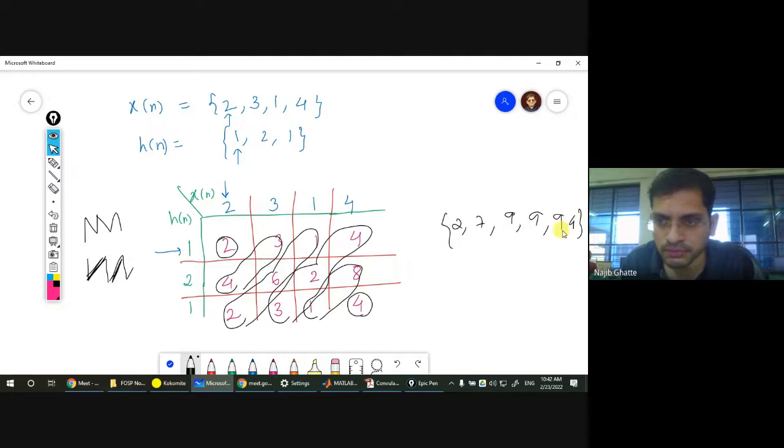Sir, what about the sample n equal to 0 for this? Wait, see how to recall this. Sir, this is 2. Fine. This is 1. Why did I mark it? Because this 2 is a sample value at n equal to 0. This is the sample value for h of n at n equal to 0.